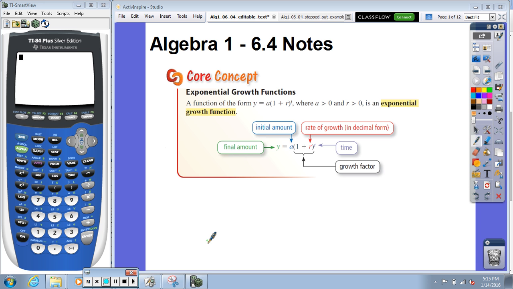Okay, what we're starting with is exponential growth functions. An exponential growth function is in this form, y equals a times 1 plus r to the power of t. A, the initial amount, is always going to be greater than 0. It cannot be equal to 0 or less than 0. R, or the rate, is also greater than 0. It's added to 1, so we know that this base, the number the power is being taken to, is going to be greater than 1, and that's how we will know it is growth.